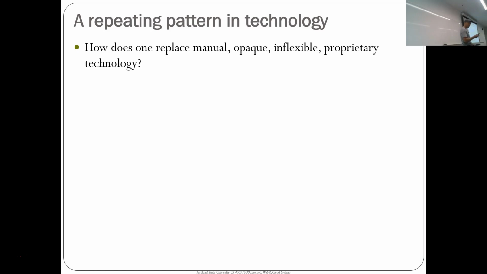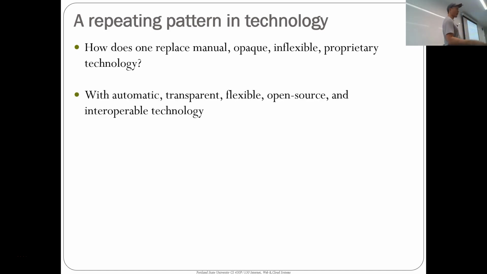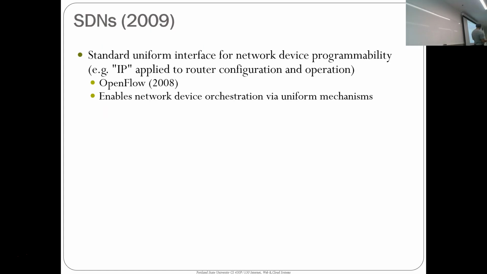And so this is a pattern in technology. How do you replace manual, opaque, inflexible, proprietary technology? And so you'll see this over and over again in computer science. You go with automatic, programmable. You go with transparent operation, flexible software, open source software, and interoperable technology. So this is the story of IP, like the Internet Protocol. This is also the story of router software. And you'll see this is also going to be the story of cloud providers eventually. Not yet, but eventually this will be there too.